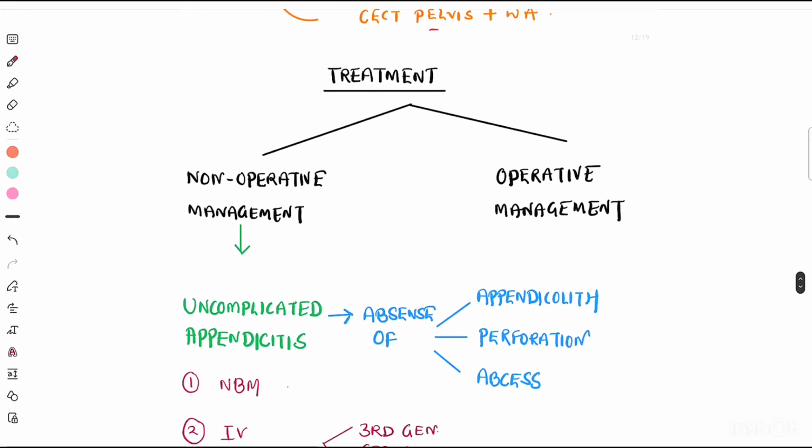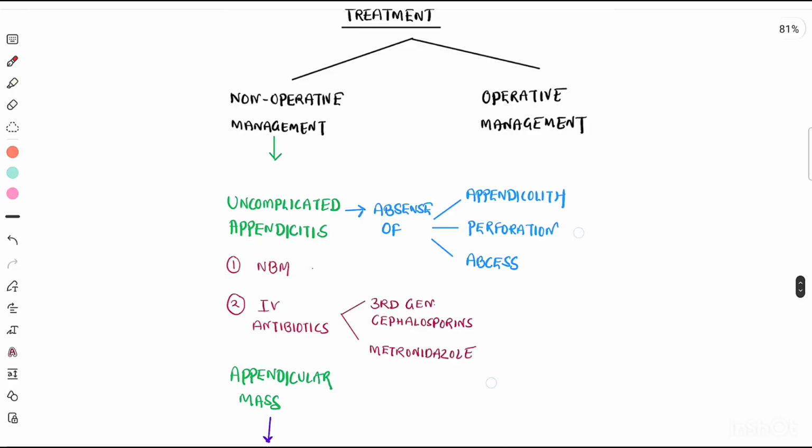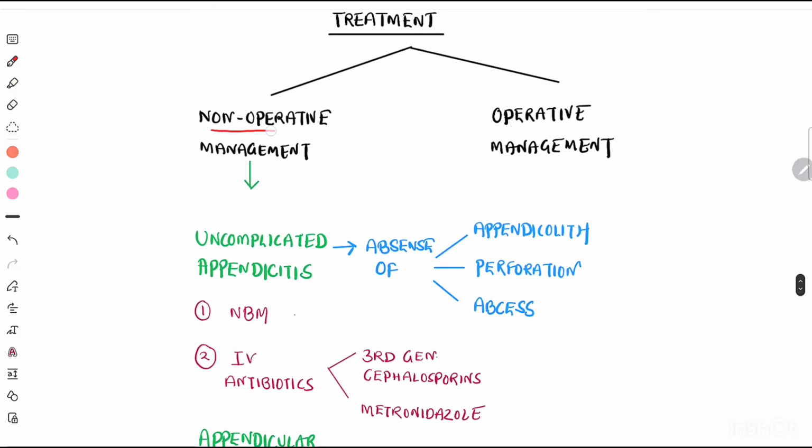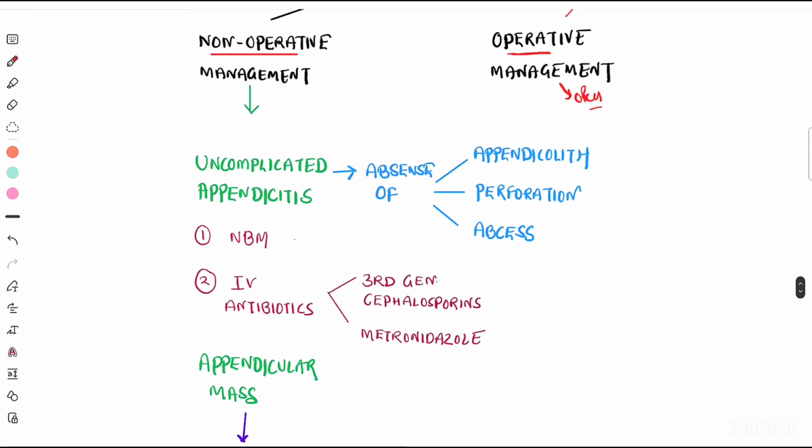Then we come to the treatment part. For treatment, there are 2 types of management. Non-operative, where we are going to manage the case conservatively, and operative management, where we are going to perform surgery either via laparoscopic appendicectomy or open. In which case are you going to do non-operative management? In uncomplicated appendicitis. Uncomplicated appendicitis means there will be absence of appendicolith, and there will be no perforation or abscess.